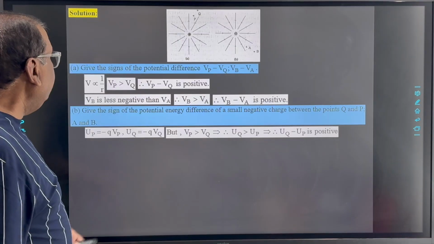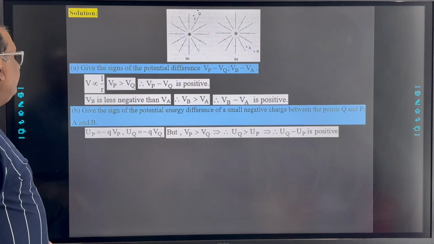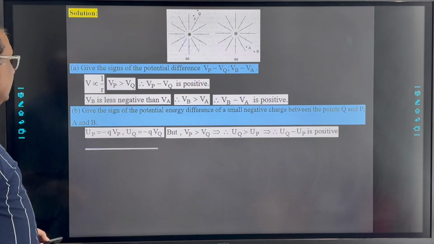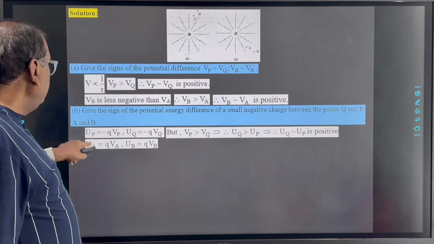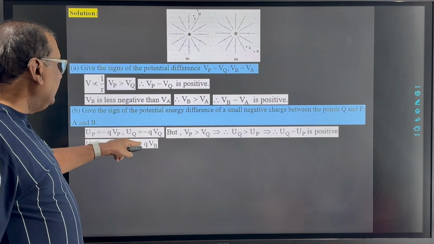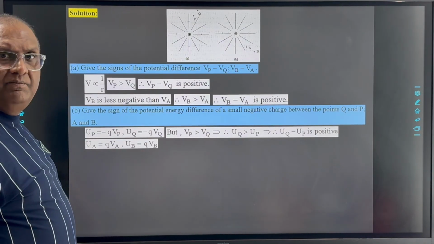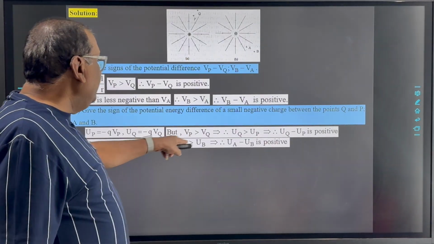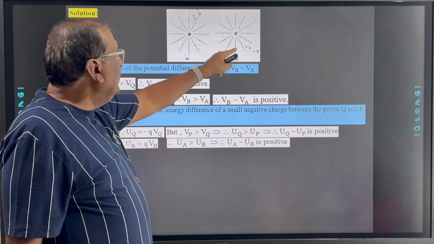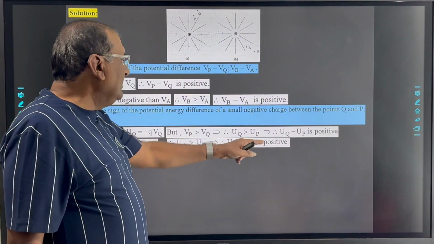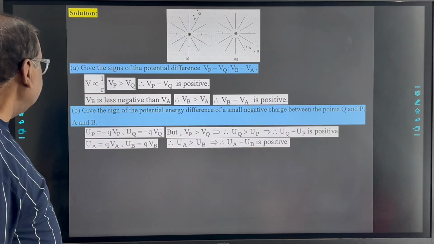Similarly, if we multiply potential at A and B with the small negative charge, then Ua equals minus qVa, Ub equals minus qVb, and now here Ua will be greater than Ub because A is closer to the negative charge, so Ua minus Ub is positive.